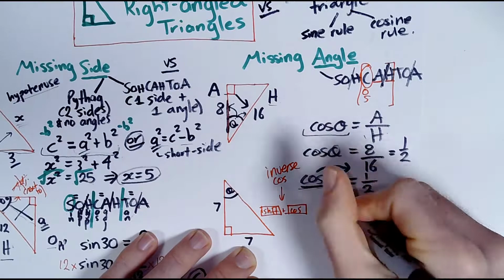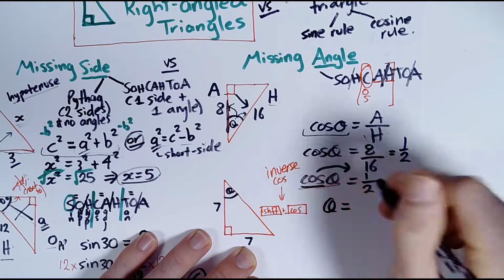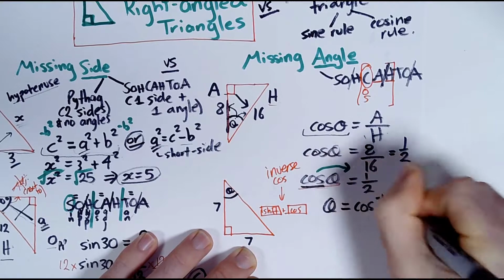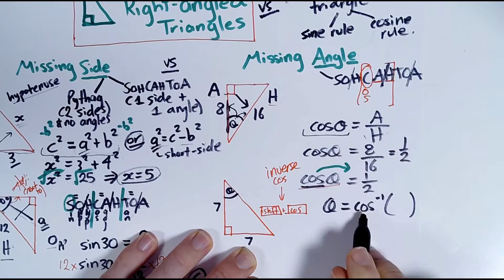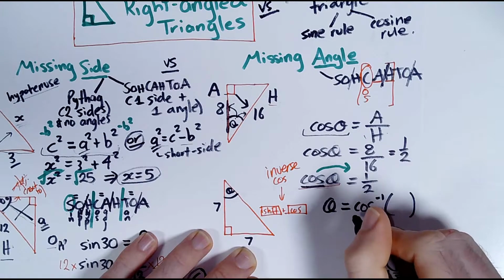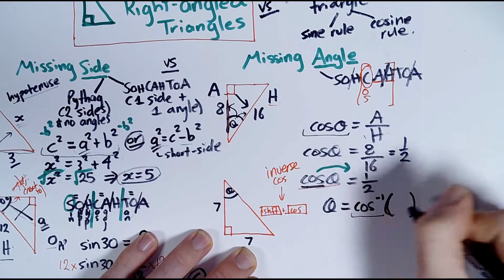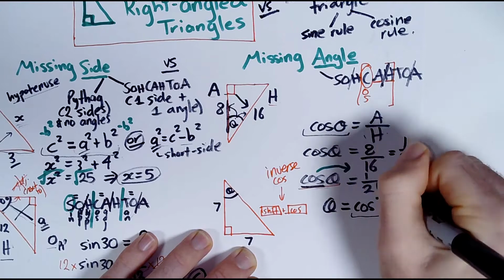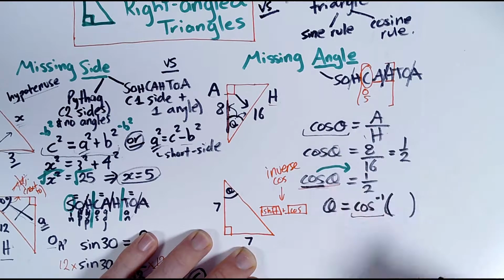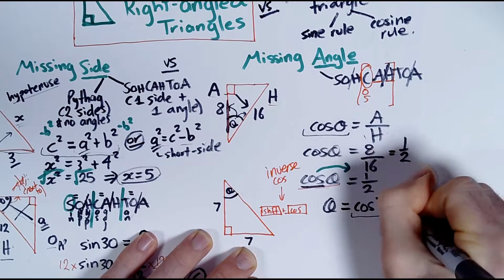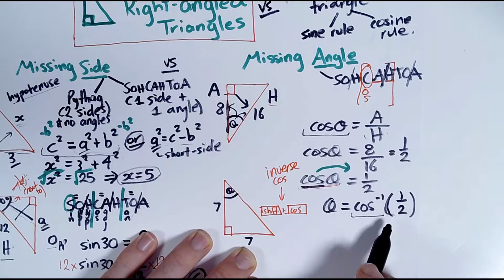And what that's going to look like in your calculator, if you hit shift and cos, is it's going to create cos to the power of -1. That just simply means inverse cos. Inverse cos is cos to the -1. And then in brackets, you put whatever was already on the other side. You put everything on that other side, which was a half. So try do that a couple of times so you get comfortable with that.